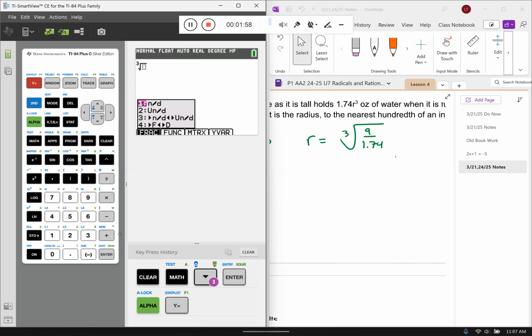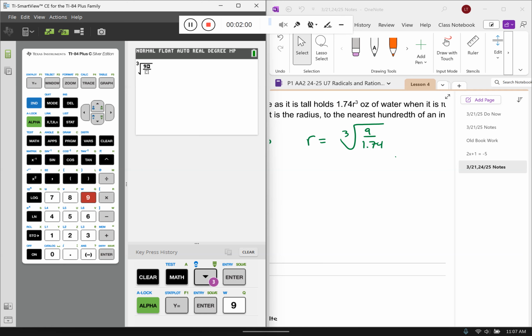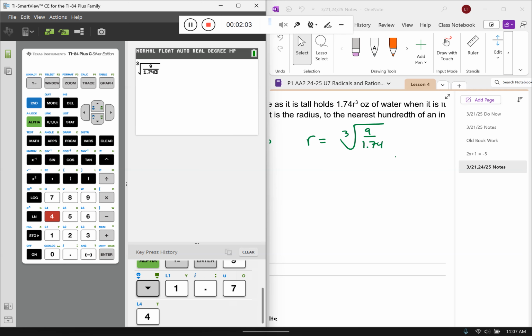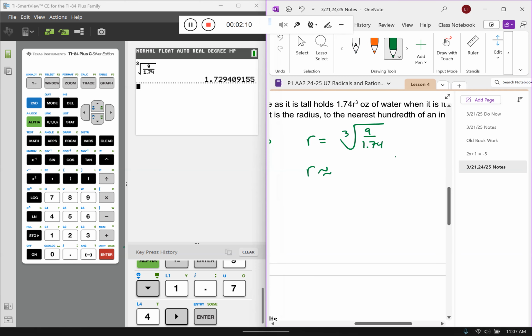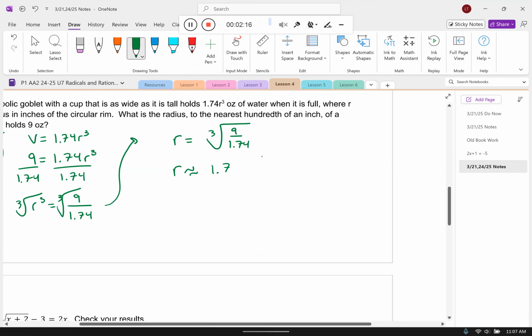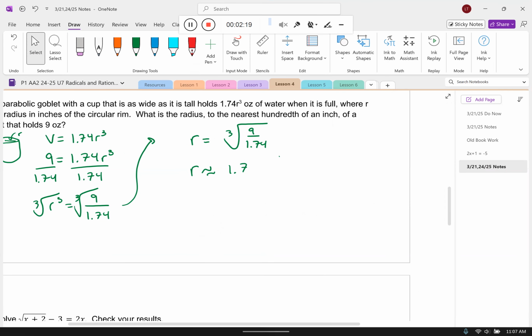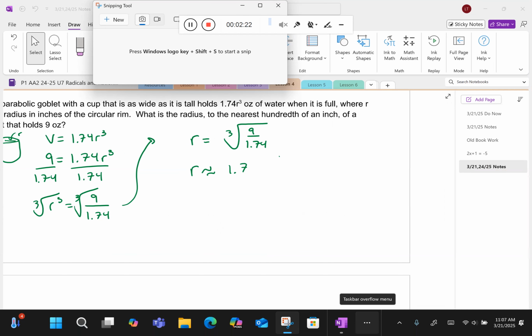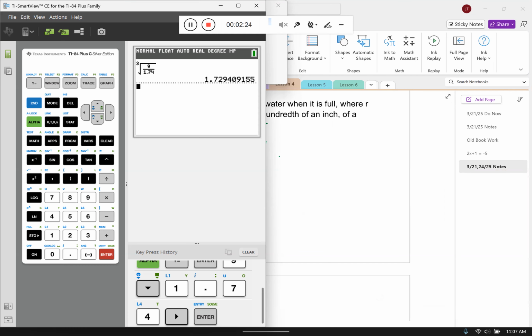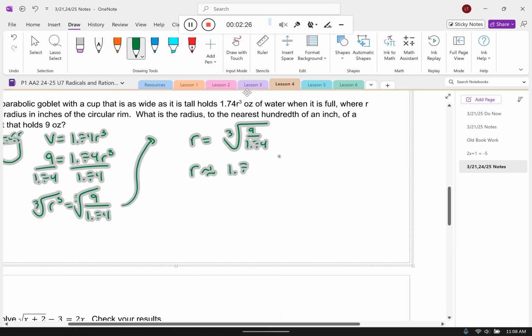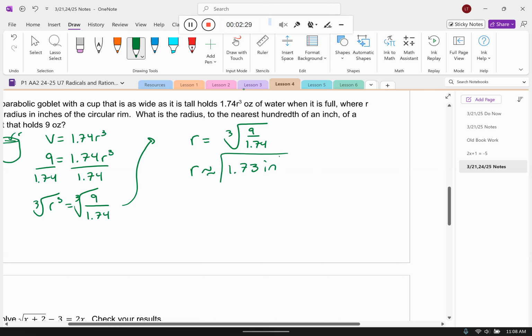And then we'll use alpha y equals to create the fraction. 9 goes in the numerator and 1.74 in the denominator. When we hit enter, it gives us our decimal approximation, and we would say that r is approximately equal to 1.7. And if we go back and look at what were the units that we were dealing with, we're supposed to go to the nearest hundredth of an inch, so I didn't round properly. Let me get my calculator back. So 1.73. And that's the approximation for the radius of this goblet.